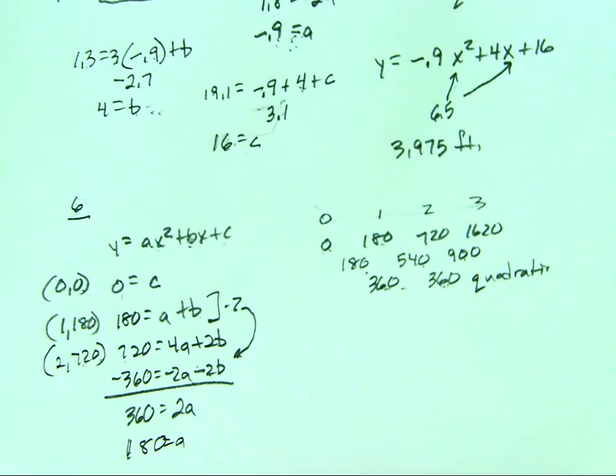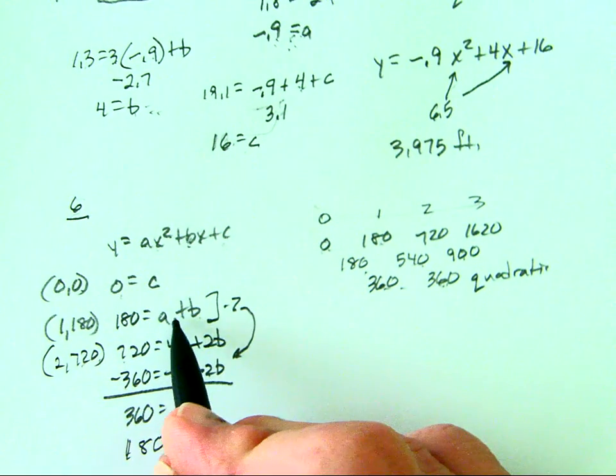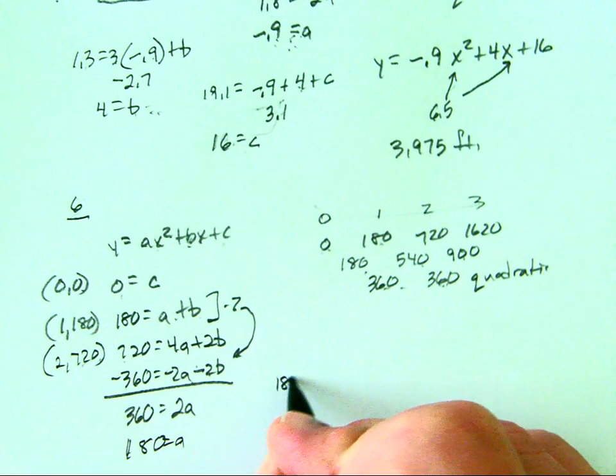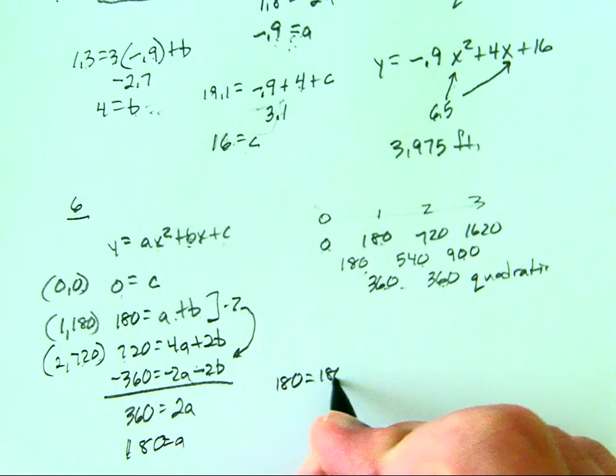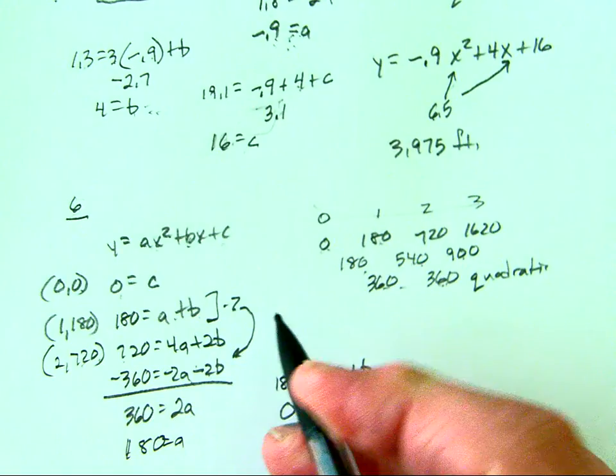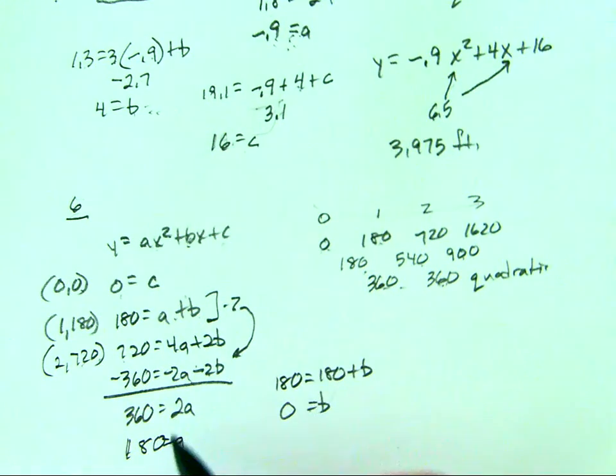So now we know a and c. If we go to this equation and plug in, we have 180 equals a plus b. Well, if we subtract 180, b is also 0. So here, b is 0, c is 0. We only have an a.